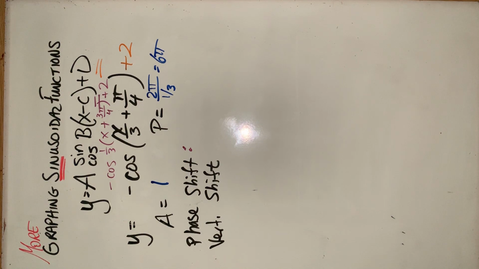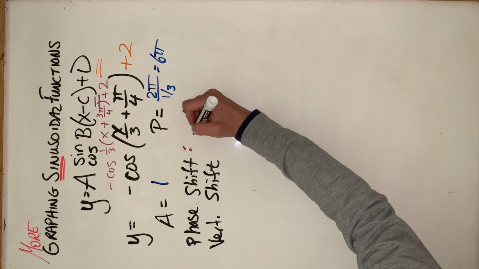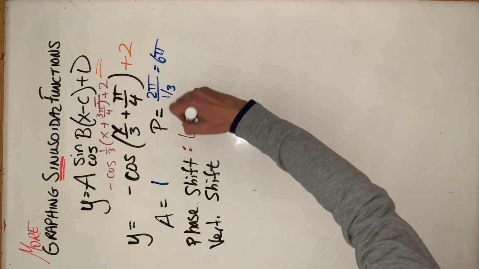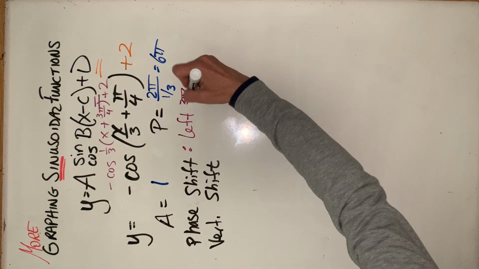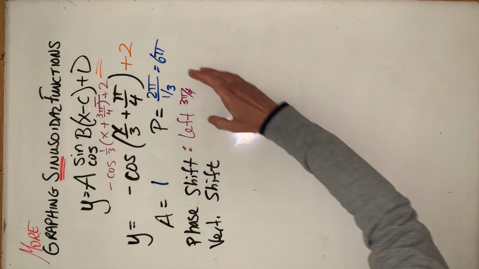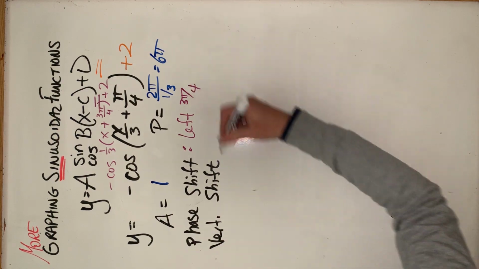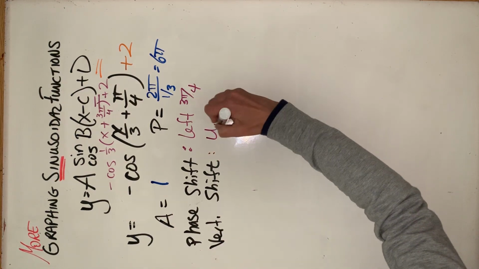Okay, so now what's our phase shift then? Our phase shift is, first of all, is it right or left? Since we're adding, we know we're going to shift to the left, and that'll be to the left 3 pi over 4 units. And then our vertical shift will be up 2 units.